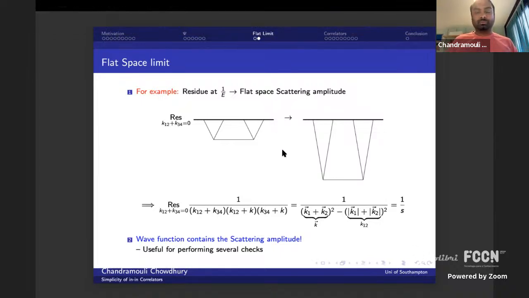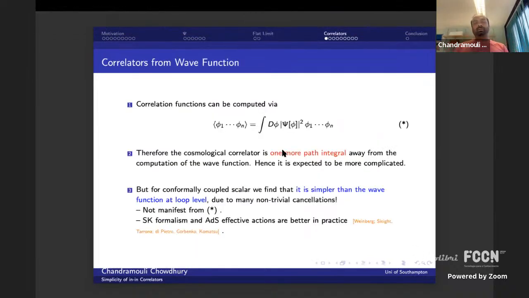Okay, very good. So now let me explain how you can obtain correlation functions via the wave function. As I already described in one of the early slides, the way you evaluate an inner correlator in some given state is to express it as a path integral of this kind. And since it's really one more path integral away from the wave function, you would naively expect that this object on the left-hand side is more complicated than individual wave function coefficients, since you have to really do one more path integral.